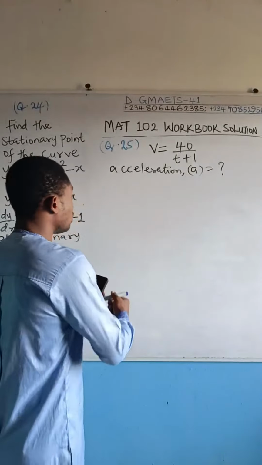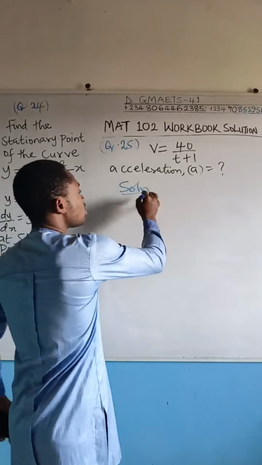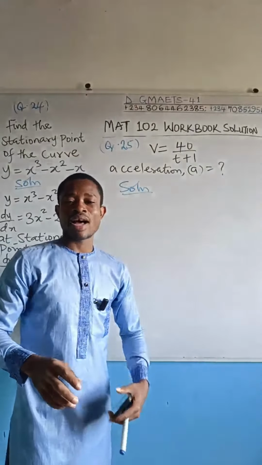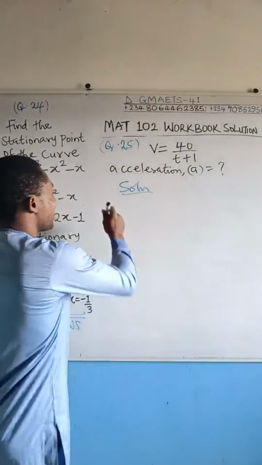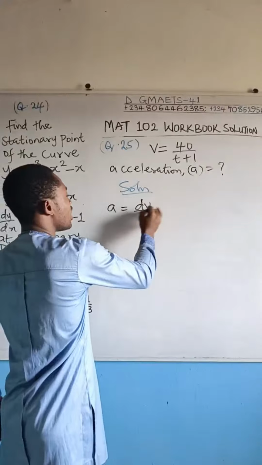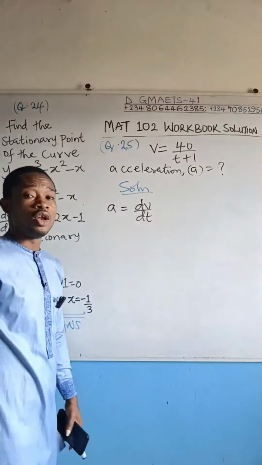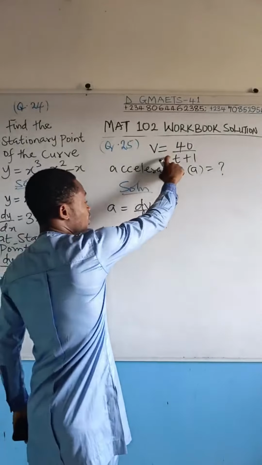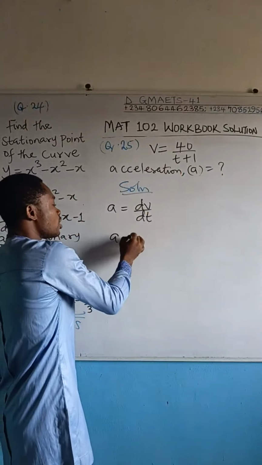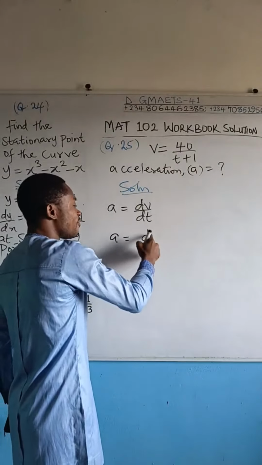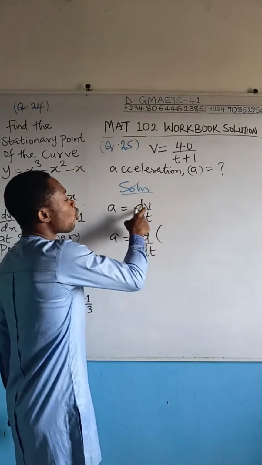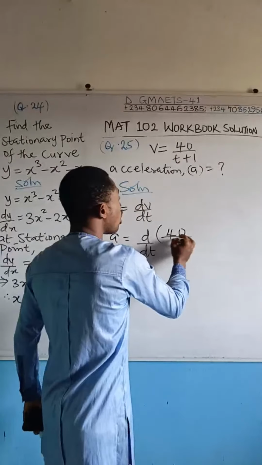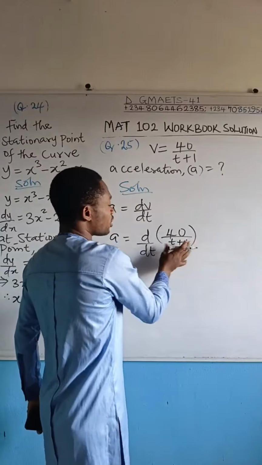So solution, in physics, under motion, because this is a kinematics motion problem, an application of differentiation. Acceleration A is the first derivative of velocity. That is, differentiate velocity with respect to time, which means we are going to differentiate this term here. Our A will now be d/dt, that is differentiate with respect to time, whatever the velocity function is. And the velocity function is 40 all over t plus 1. So we have to differentiate this.